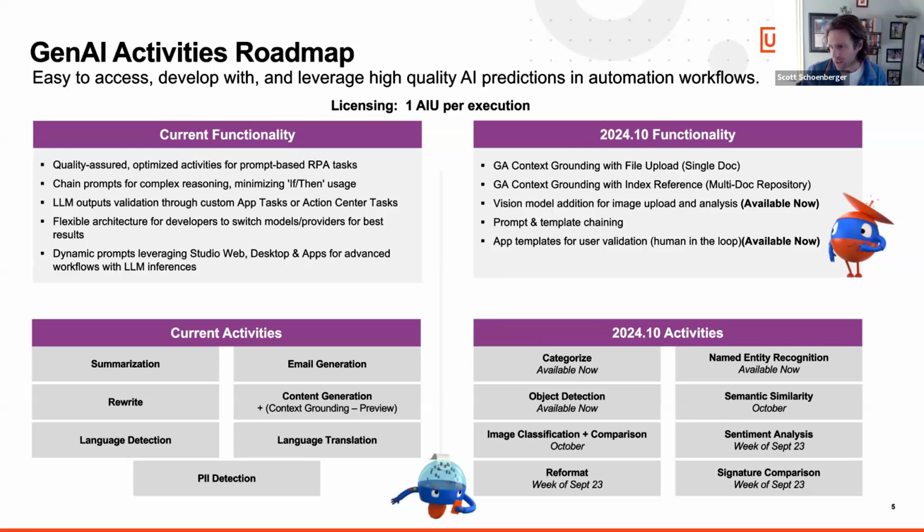Like if you look to the right: categorize, named entity recognition, object detection, semantic similarity. These are all things that you should see in the activities either right now or by October. So really excited to see some of these come to life.